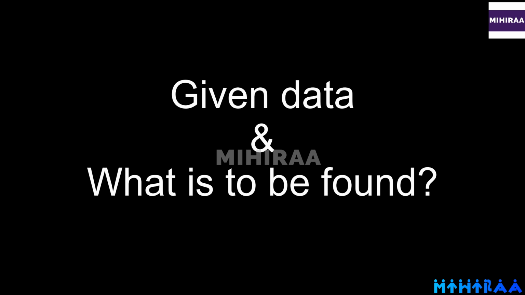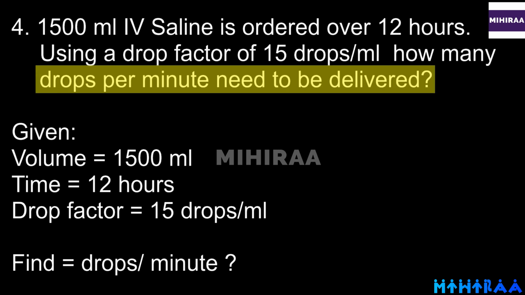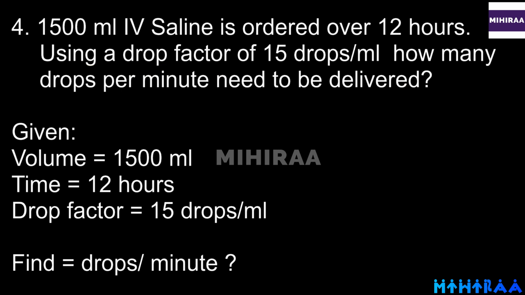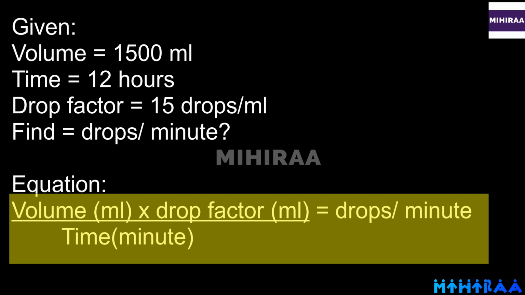First, write down the given data, and write what is to be found out. Given, volume equals 1500 milliliters. Time equals 12 hours. Drop factor equals 15 drops per milliliter. Find drops per minute. Now, let's write the equation: volume times drop factor divided by time equals drops per minute.